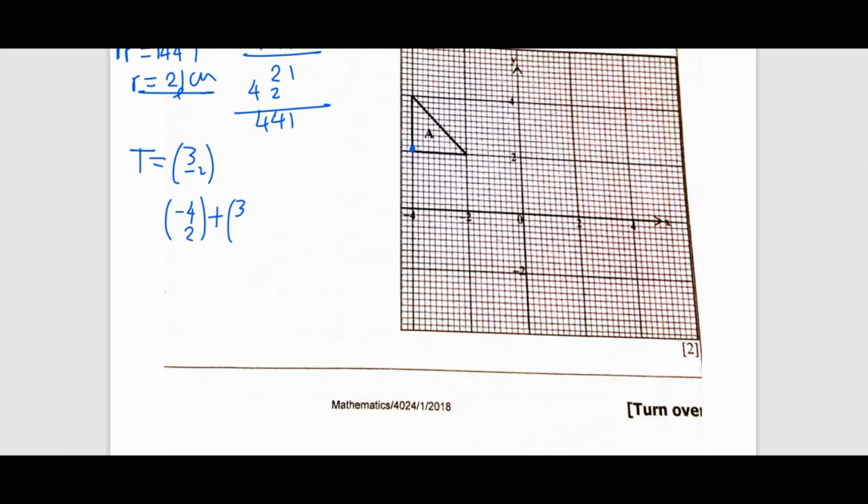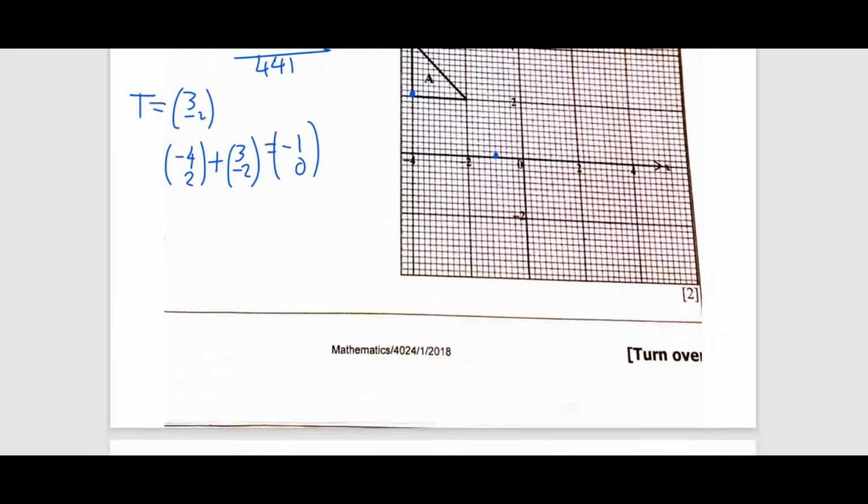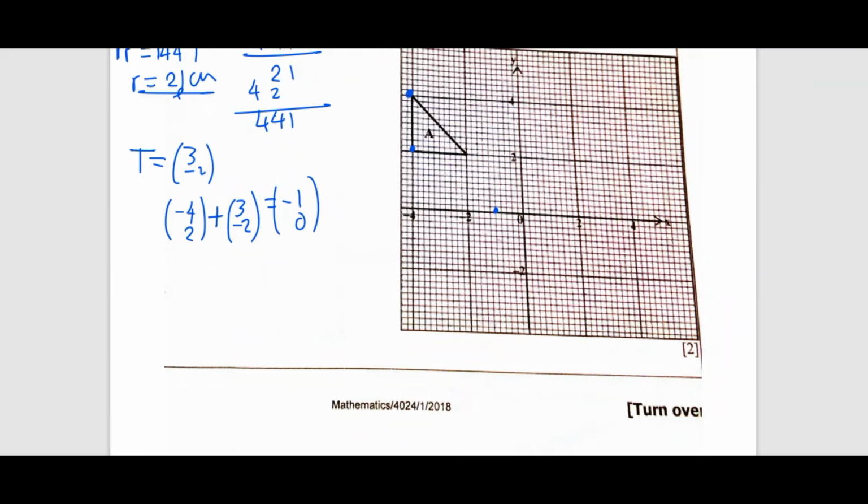So let's add. We know that -4 plus 3 is -1. 2 plus -2 is 0. So the first pair is (-1, 0). So (-1, 0) is somewhere here. Let's move on to this point. This point is (-4, 4).